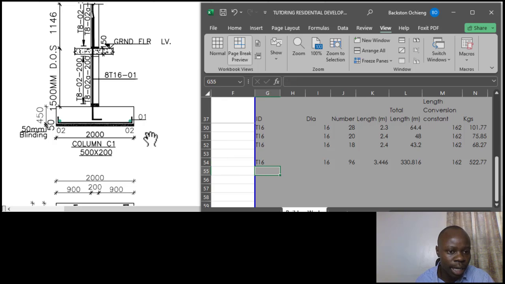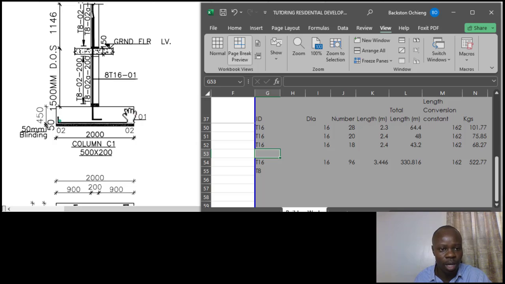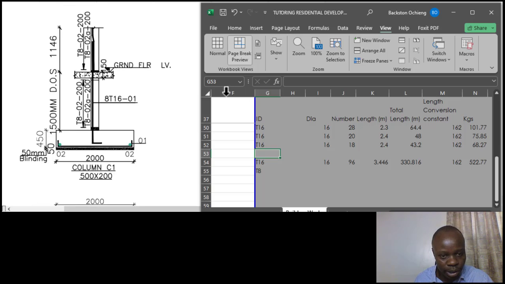So the next item that we'd like us to use, or the next bar I would like us to calculate its weight, is the T8, the so-called links. Okay, so the links are going to be tied to the main bars. All right, so those are the links.